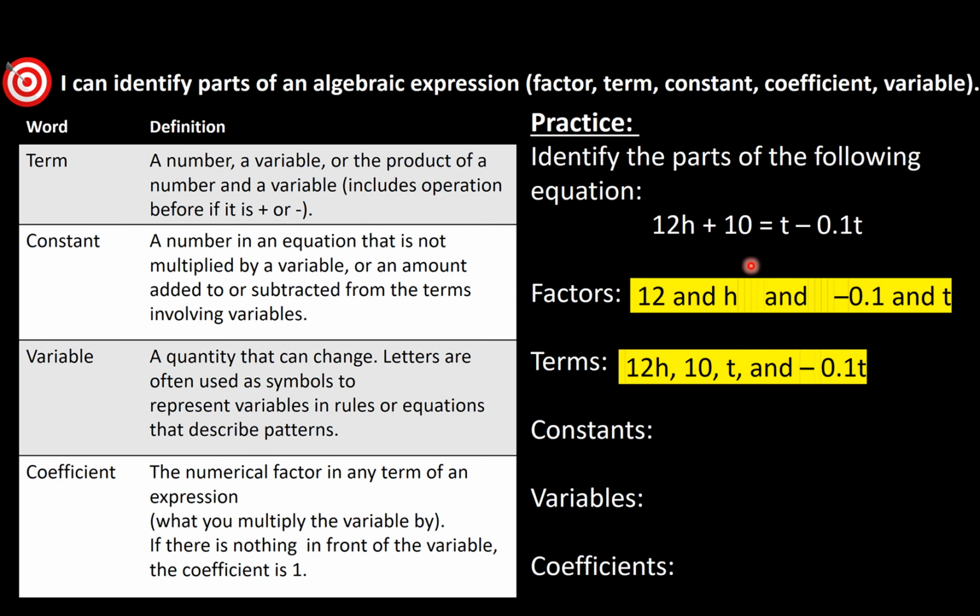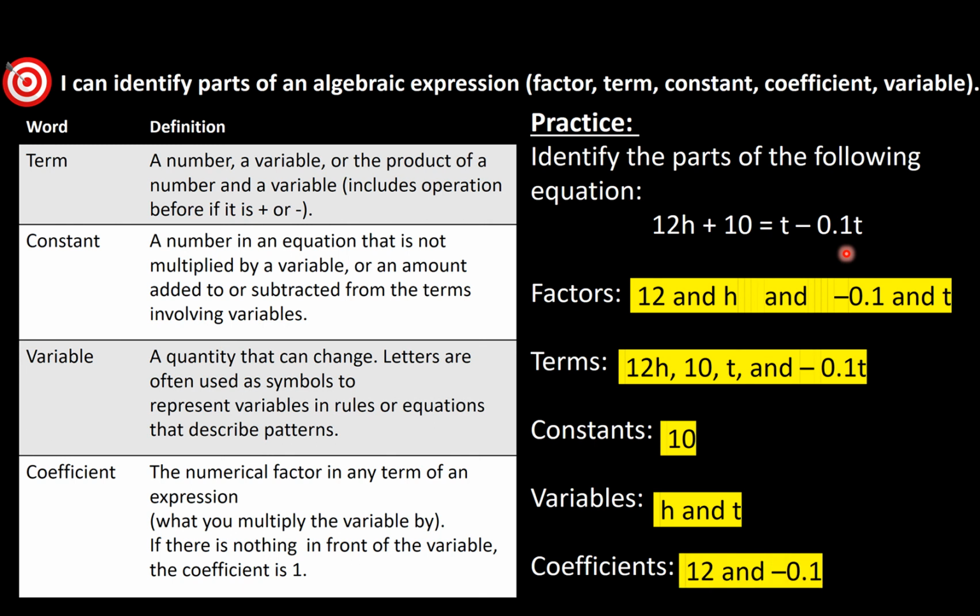There are 2 constants. Oh, wait, I'm sorry, 1 constant. Oops, got that mixed up. Which is 10. There's no other constants. Everything else has a variable either attached to it or is just a variable by itself. There are 2 variables, h and t. Even though there's 2 t's here, because they're going to represent the same value, we only need to write that once.